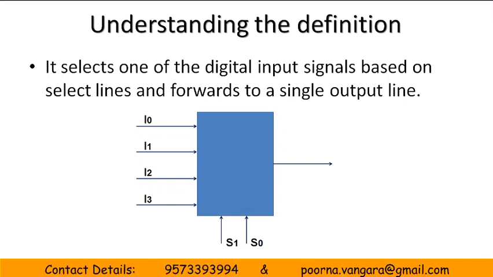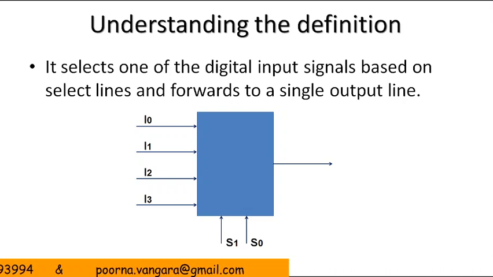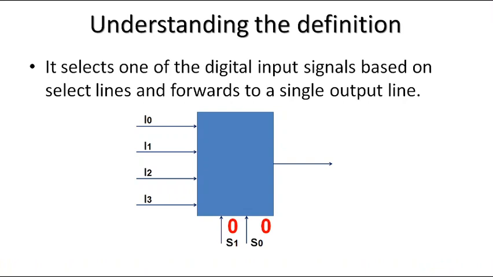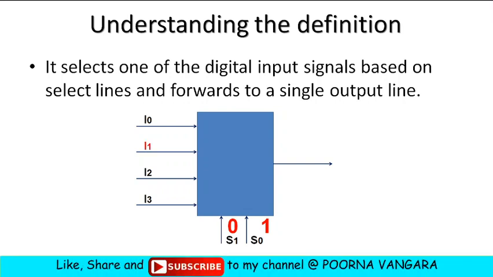For S1 S0, because you have 2 variables, you will have 4 combinations, out of which the very first combination is 0 0. Whenever S1 equal to 0 and S0 equal to 0, the multiplexer is going to select I0 and connect it to the output. Thus the output is I0. For the second combination, S1 equal to 0, S0 equal to 1, the multiplexer will select I1, because this 0 1 combination is nothing but the decimal equivalent 1. So I1 is selected and the output is I1.